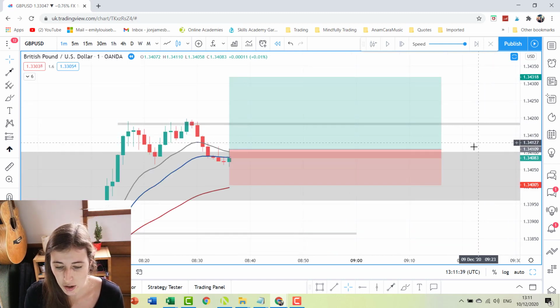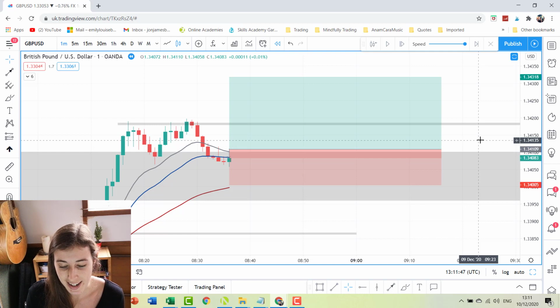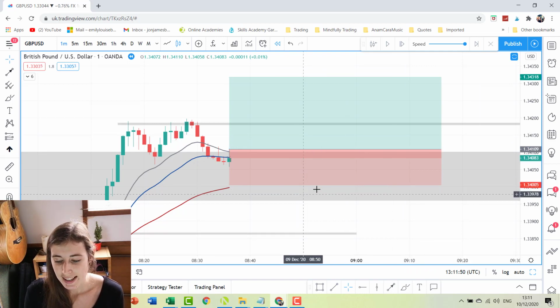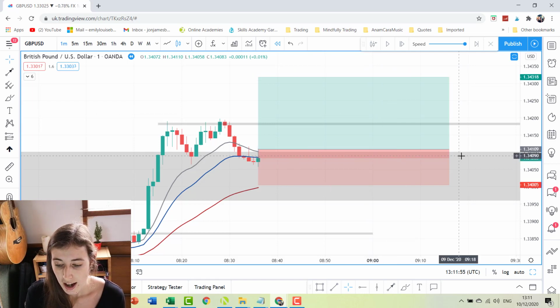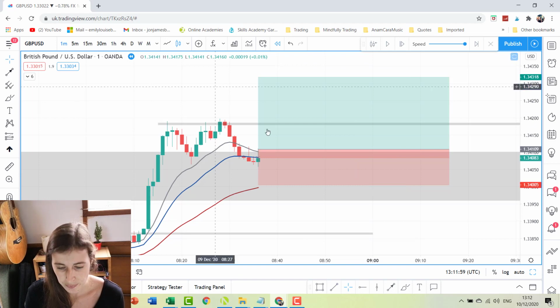So I put my forecast over the break of that bullish engulfing candle, which is 1.34109. And for this, I was using a 10 pip stop, which is the stop I usually use for scalping on the 1-minute chart. I felt quite confident with that because it was considerably lower in the market structure.